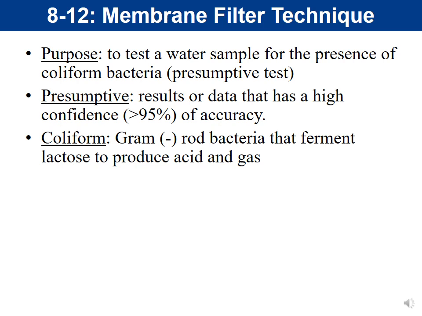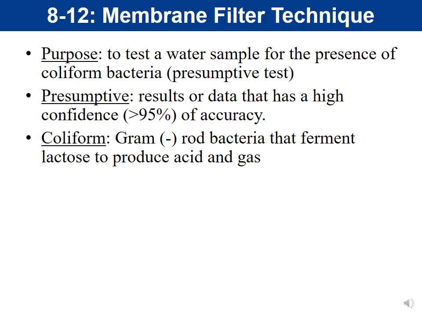And the purpose of this test is to test a water sample for the presence of coliform bacteria. And this is a presumptive test. So let me give you a few definitions to describe what I mean. So first, let's talk about presumptive. So presumptive means that the results or data has a high confidence above 95% of accuracy, meaning that if we get a positive in this test, we can say with about 95% confidence that in fact the bacteria is coliforms in the water.